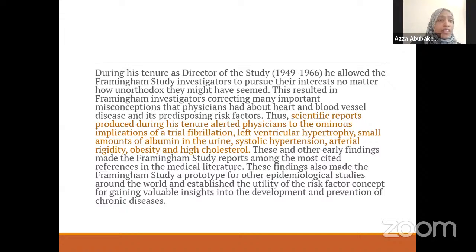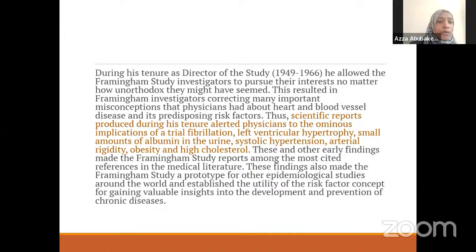The scientific reports produced during his time alerted physicians to the ominous implications of atrial fibrillation, left ventricular hypertrophy, a small amount of albumin in the urine, systolic hypertension, arterial rigidity, obesity, and high cholesterol. These and other early findings have made the Framingham study reports among the most cited references in the medical literature.